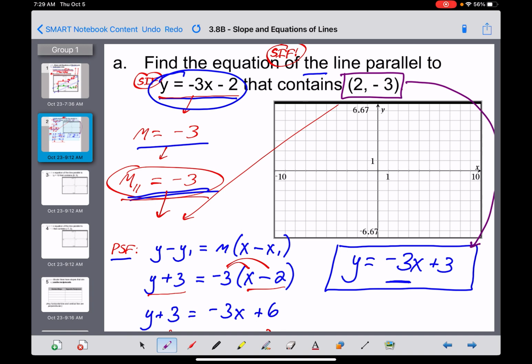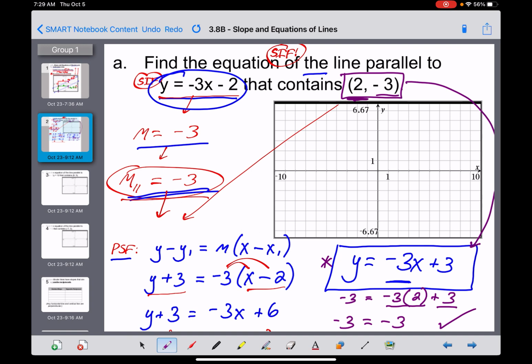Our y coordinate at this point is negative 3, and that should equal a slope of negative 3 times an x coordinate right here of 2, and then plus 3 at the end of all that. So let's see. Negative 3 equals negative 3 times 2, which is negative 6. Negative 6 plus 3 is negative 3. So check, that one works out. So I feel really confident in this answer right here.